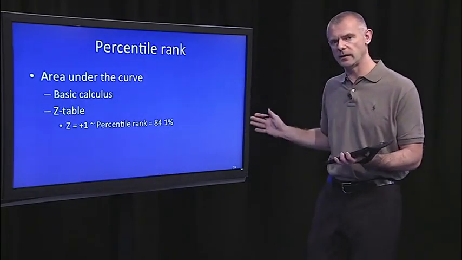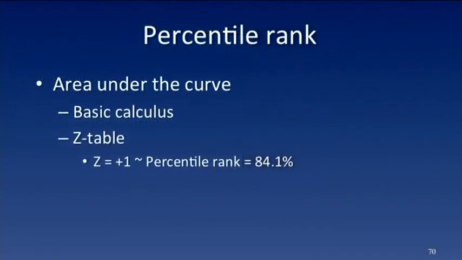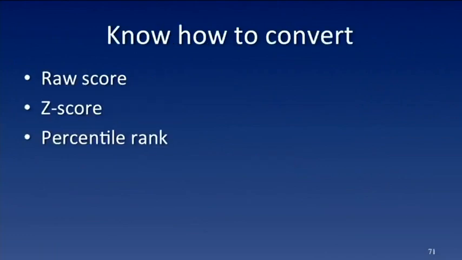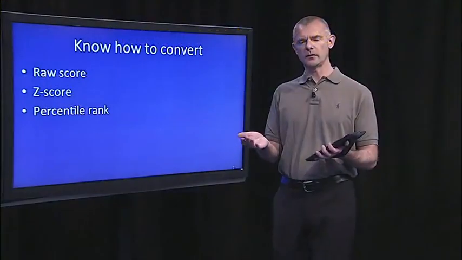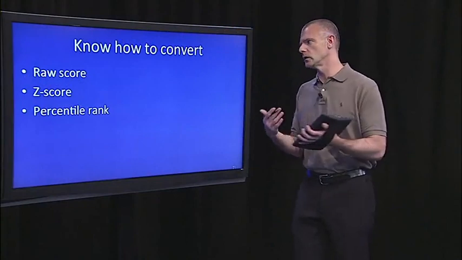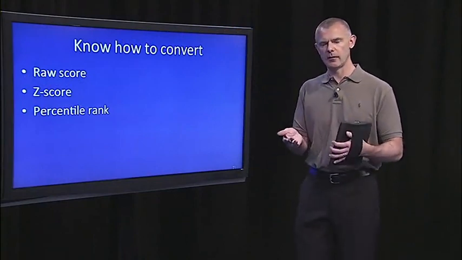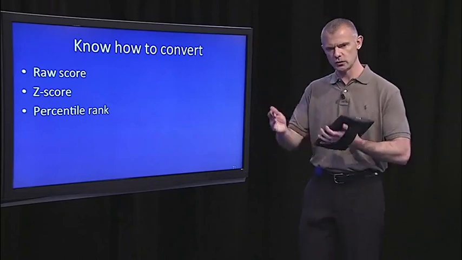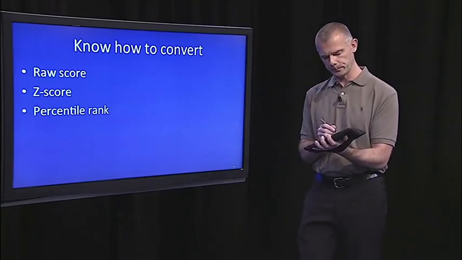So again, using basic calculus or what we call a z-table or the normal distribution. The gist of this exercise is that you should feel comfortable converting scores. This is like high school chemistry class, where you have to be able to convert from raw scores to z-scores to percentile ranks and back again. You should just feel fluid in doing that.